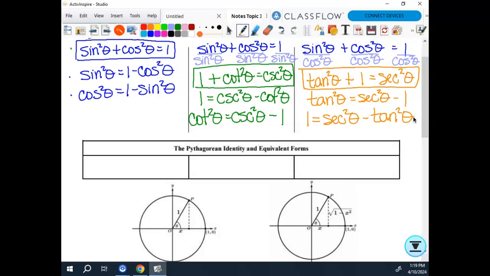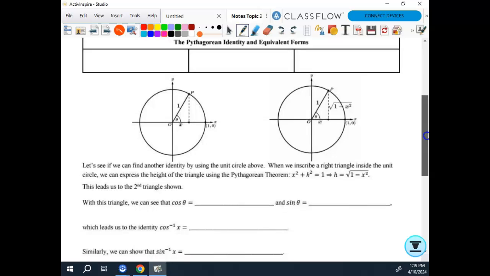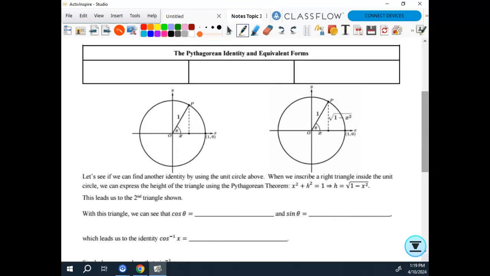Okay, so we wrote a whole bunch of stuff up here and found a whole bunch of things. So I just want to make sure that you know what your 3 goals are. And again, the first one that you absolutely have to know is sine squared theta plus cosine squared theta equals 1.